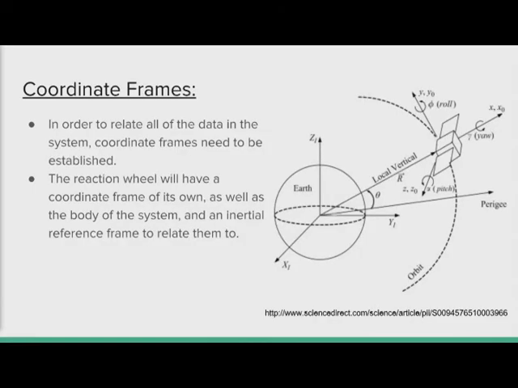Now we're going to talk about coordinate frames. Coordinate frames need to be established in order to relate all the data in the system to each other. The reaction wheel will have a coordinate frame of its own, as well as the body of the system, which in our case would be the spacecraft. And all of this will be referenced to an inertial frame, in this case, the Earth, as shown in the figure to the right.